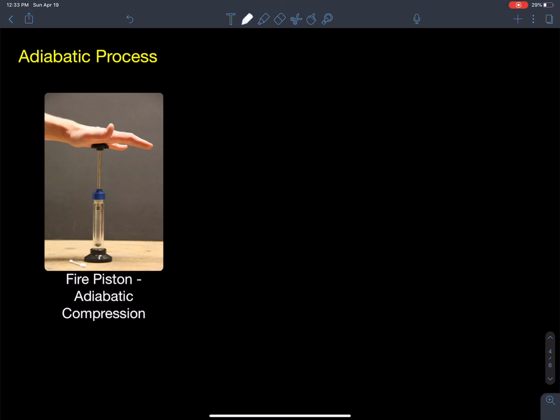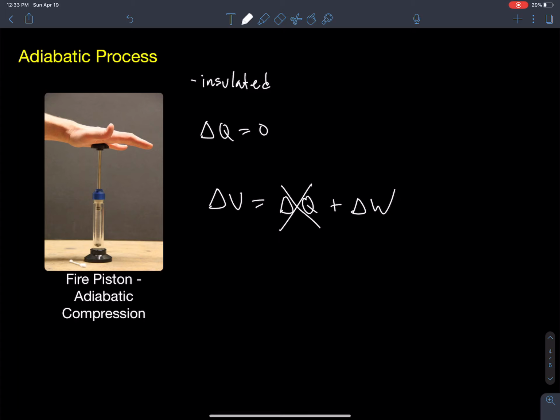So in an adiabatic process, what you have to understand is it's insulated. Okay, so if an adiabatic piston is insulated, no heat can go in or out. That means my delta Q is equal to 0. So if I look at my first law of thermodynamics, my delta U is equal to delta Q plus delta W, okay? My delta Q is 0, so that means the change in internal energy corresponds to the change in work, okay? All right, and that's pretty fascinating.